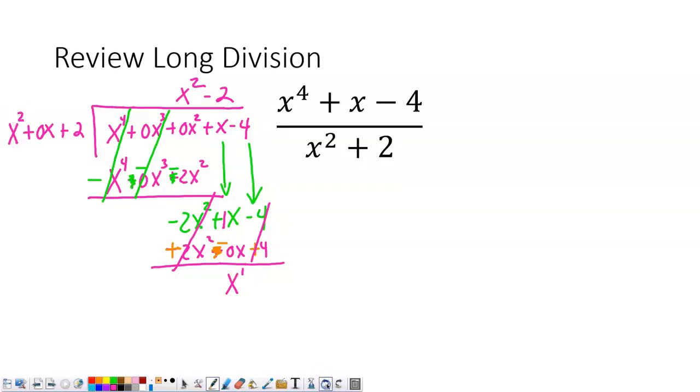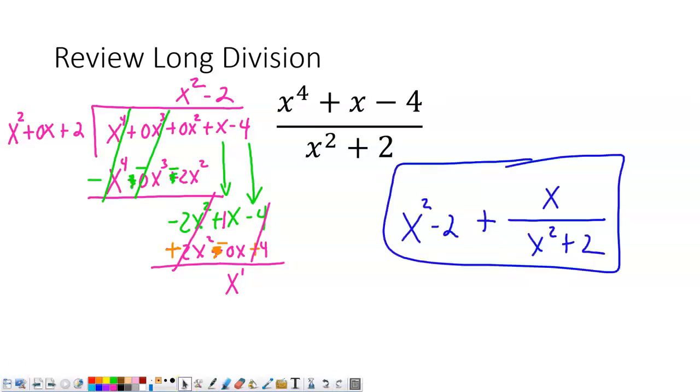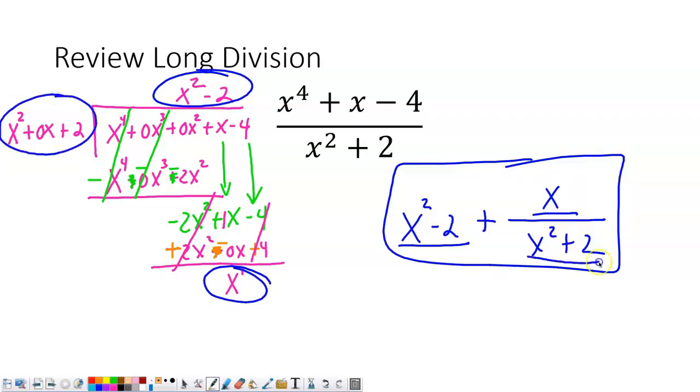The last thing that we need to do is write our answer. So see if you can write your answer correctly now. Pause the video and see if you can write your answer, and when you unpause it, you'll see the solution. And there it is. So we have the quotient plus the remainder divided by the divisor. But notice you don't put the 0x in there anymore. And so there's our answer.